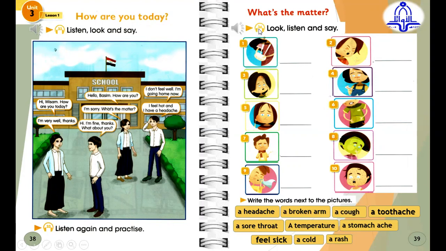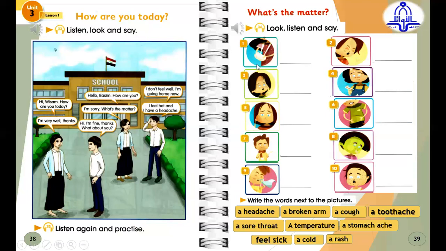In track 36, look, listen and say. انظر أصغي وقل. But at first, we should come to practice the second activity. He said, write the words next to the pictures. اكتب الكلمات بجانب الصور. إذا نحن راح نسمع track 34 at first. Listen to new words of ailments and diseases. Then we will read them and translate the words. Track 36. Look, listen and say.